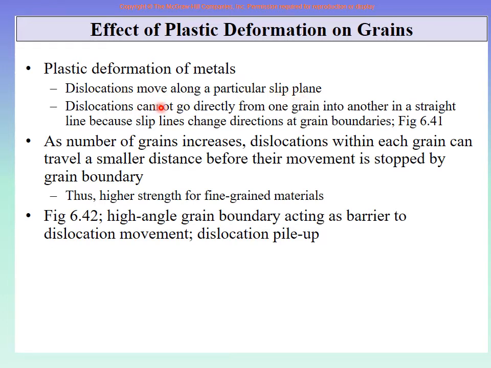Dislocations cannot go directly from one grain into another in a straight line, because slip lines change directions at grain boundaries, right? The dislocation is moving like this. When it hits the grain boundary, it stops. It cannot cross over into the other. So it may change shape.